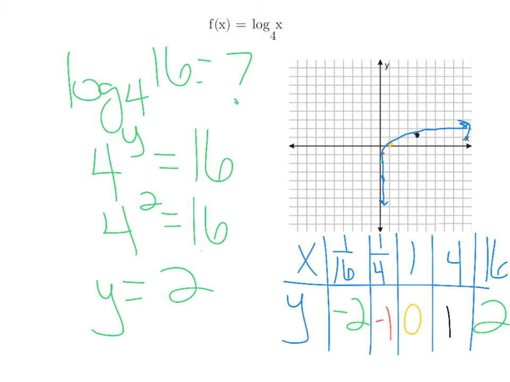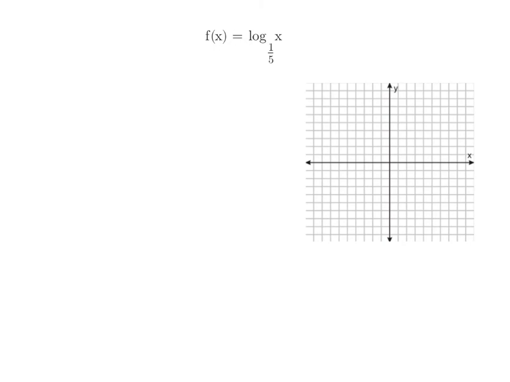Please take a moment to pause this video and record this example in your notes. Before we wrap up today's lesson, I'd like to try one more example with you. Let's graph f of x equals log base 1/5 of x.